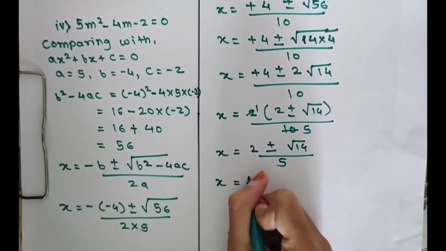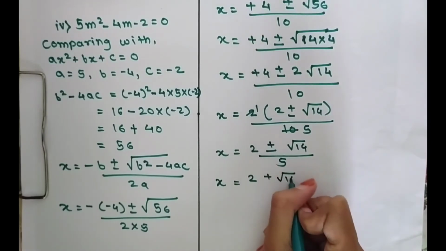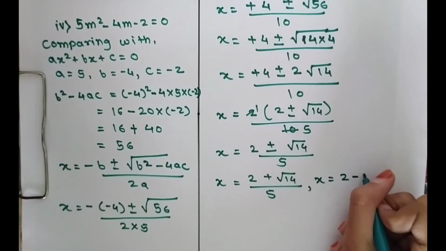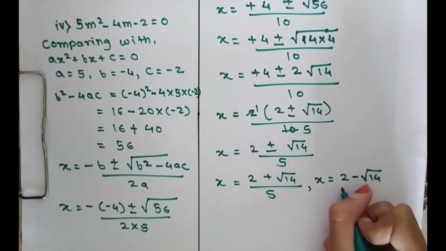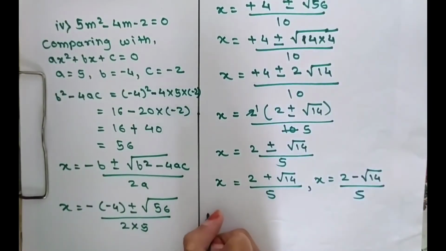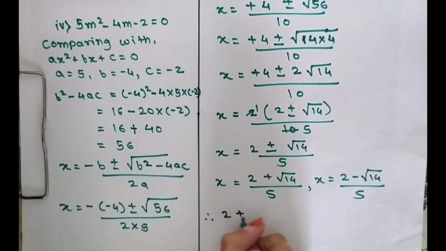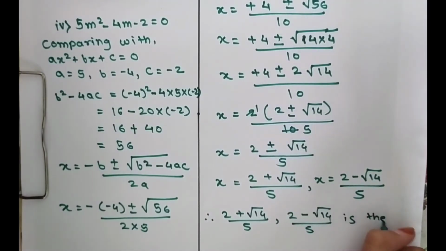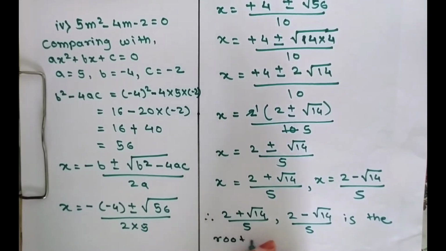Therefore x is equal to 2 plus root 14 upon 5 and x is equal to 2 minus root 14 upon 5. Therefore, 2 plus root 14 upon 5 and 2 minus root 14 upon 5 are the roots of the given quadratic equation.